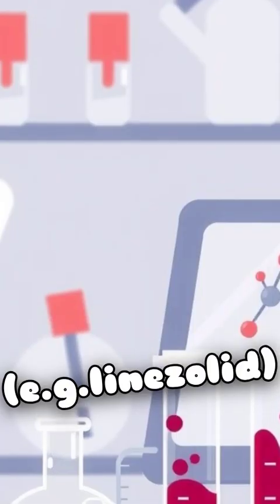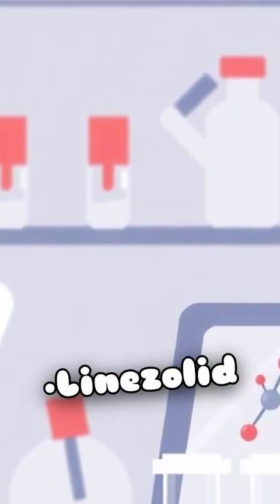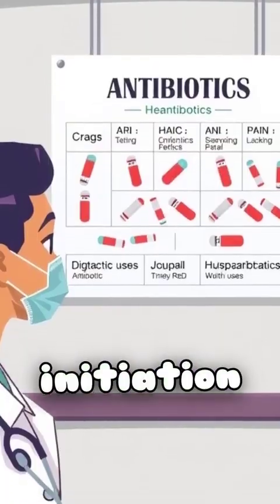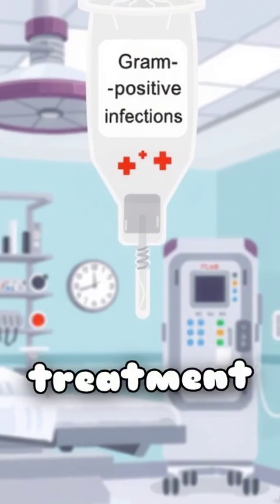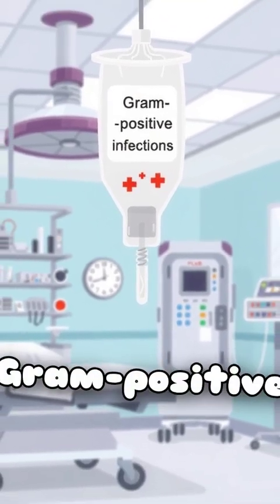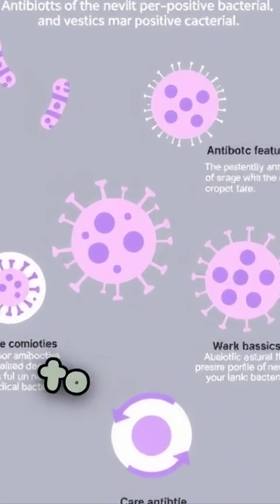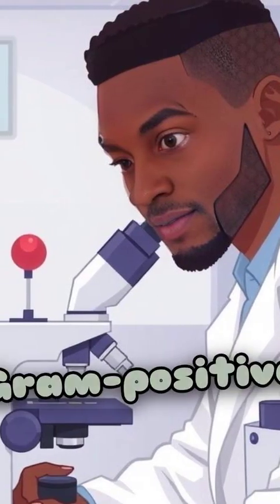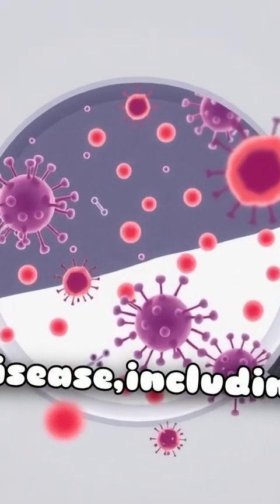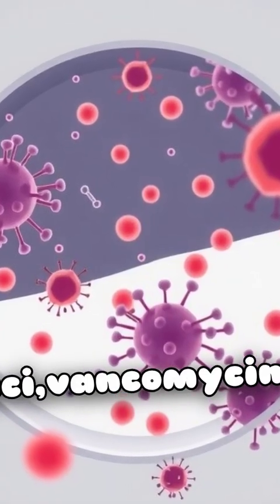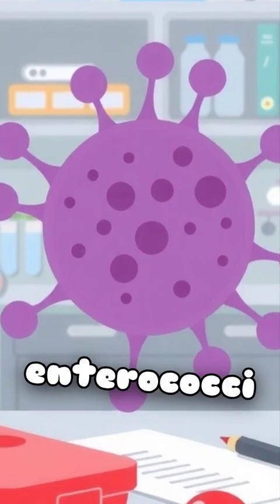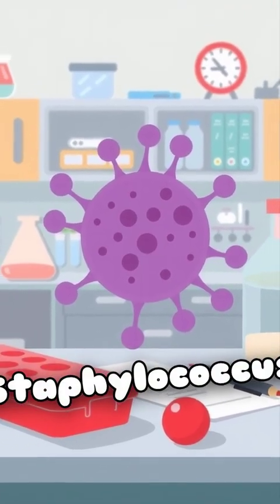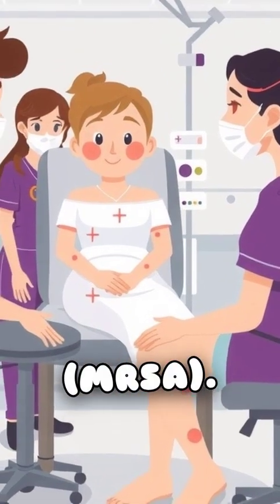Oxazolidinones, e.g., linezolid. Linezolid inhibits ribosomal protein synthesis by inhibiting formation of the initiation complex. It is used for the treatment of serious infections caused by gram-positive bacteria that are resistant to several other antibiotics. Linezolid is active against most gram-positive bacteria that cause disease, including streptococci, vancomycin-resistant Enterococci, VRE, and methicillin-resistant Staphylococcus aureus, MRSA.